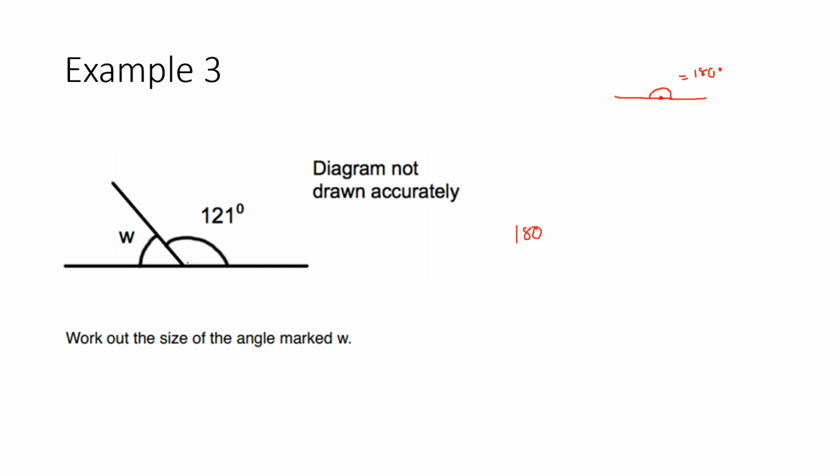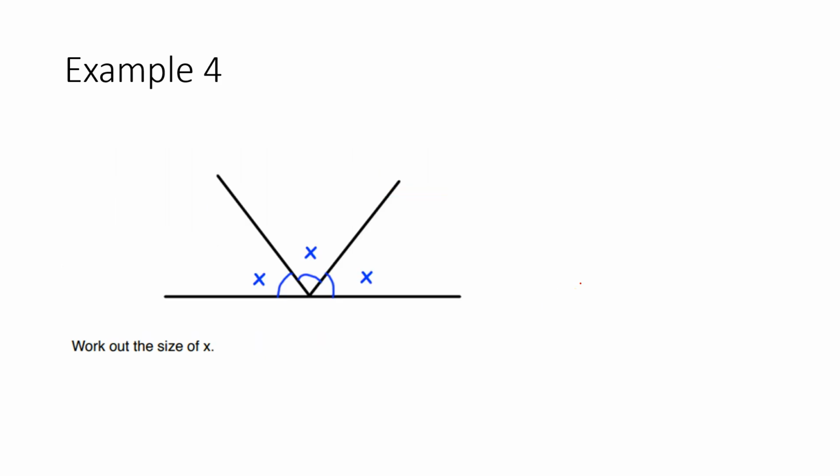So if we have a look here, we know that in total it's 180 degrees, and we're trying to find W, so therefore we have to take away any other angle that's shown to us. So we have to take away the 121 degree angle. So we do 180 subtract 121, we get a value of 59 degrees. So therefore W is equal to 59 degrees.